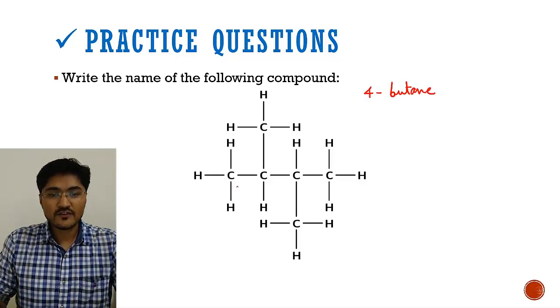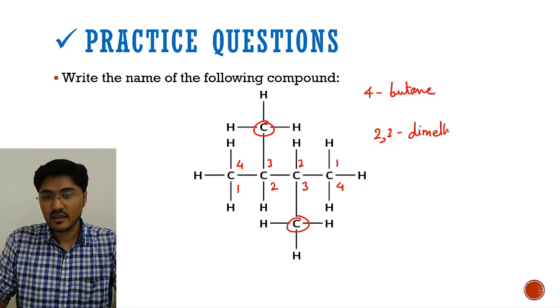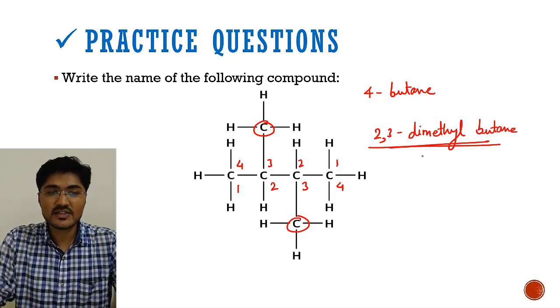And now trying to give the lowest number, 1, 2, 3, 4 or 1, 2, 3, 4. So by default it comes 2, 3. So the name would be 2, 3. This is a methyl group and this is also a methyl group because 1 carbon is at the branch. So it will become dimethyl butane, and this will be your final answer. Let's look at the next question.